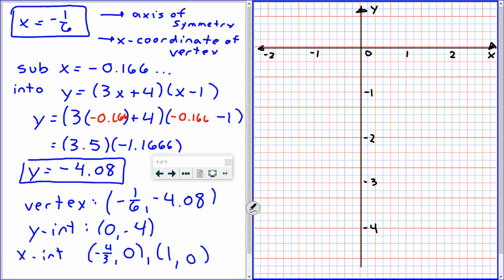Okay? So this is negative 4.0, it's going to be somewhere down here. 0 and negative 4 is going to look like this. 1 and 0 is going to look like this. And negative 4/3 is going to look like this. Beautiful graph.